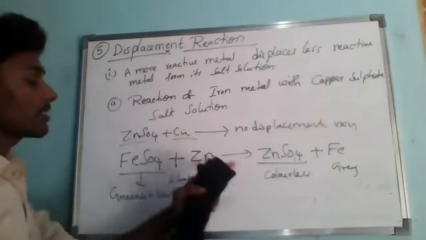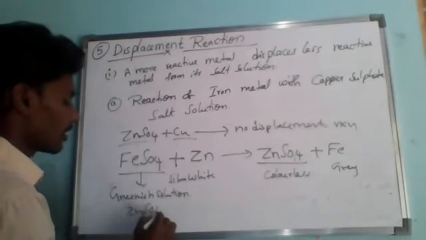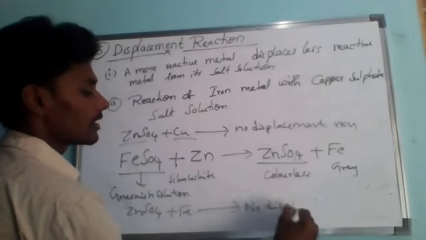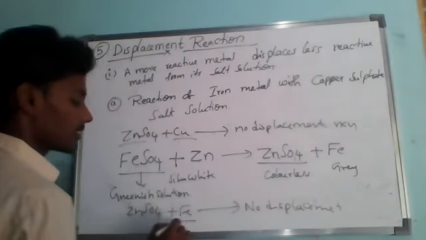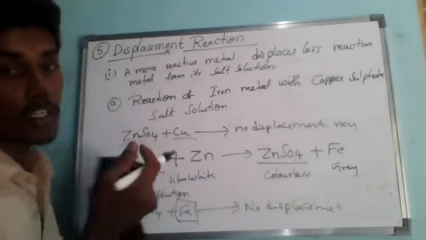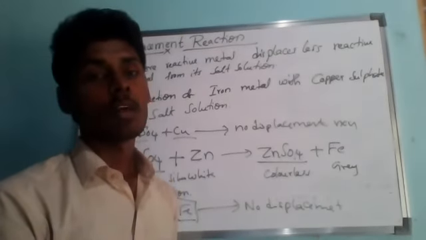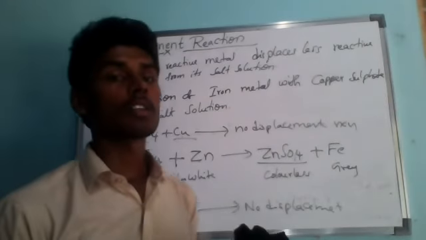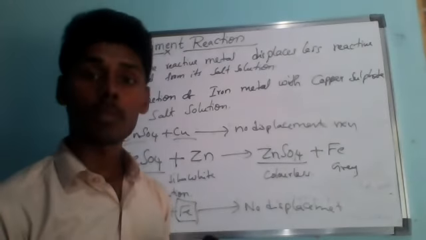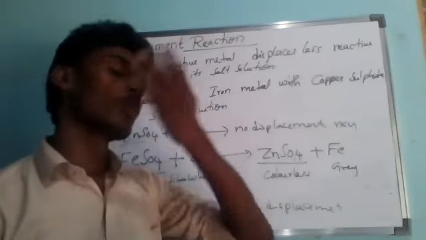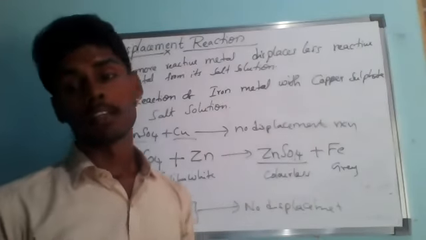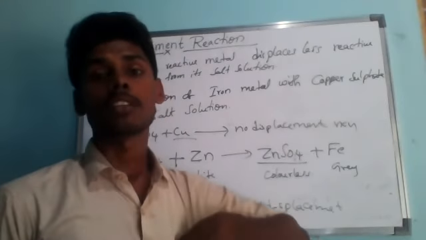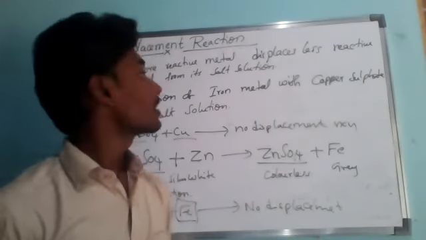Now if we take the reverse, ZnSO4 plus Fe, then we get no displacement reaction, because iron is not more reactive than zinc, so zinc cannot be displaced by iron. So this is all about the reaction. Now if we take magnesium metal, magnesium can displace zinc, iron and copper metals from their salt solutions, because magnesium is more reactive than zinc, copper and iron. But no metal like zinc, iron or copper can displace the magnesium metal. So this is all about the displacement reaction.